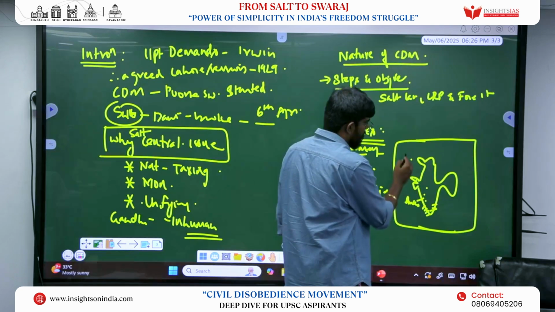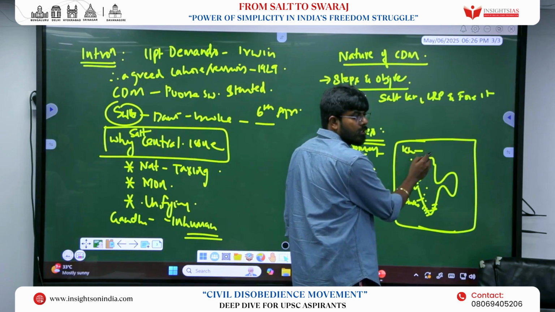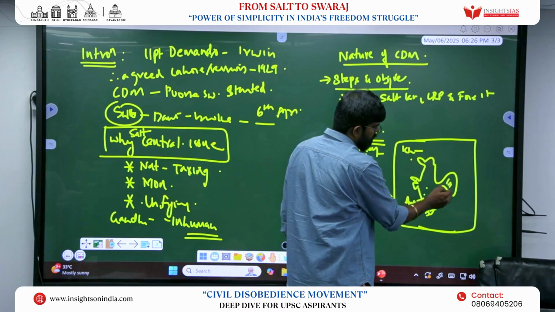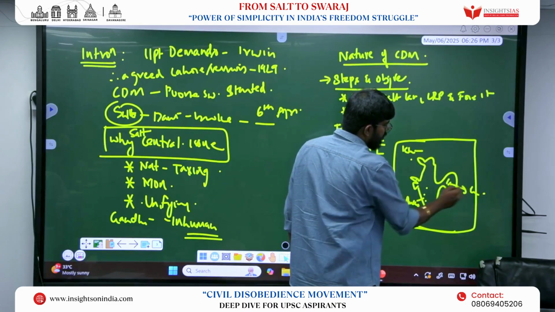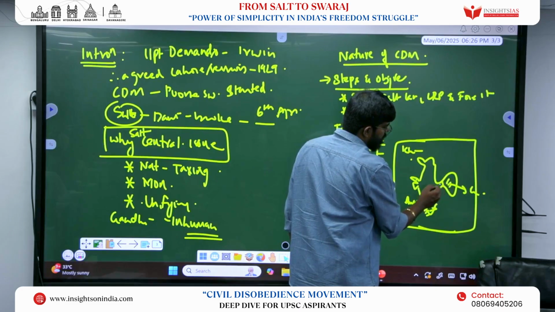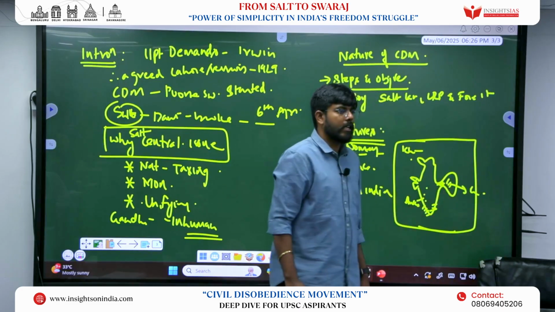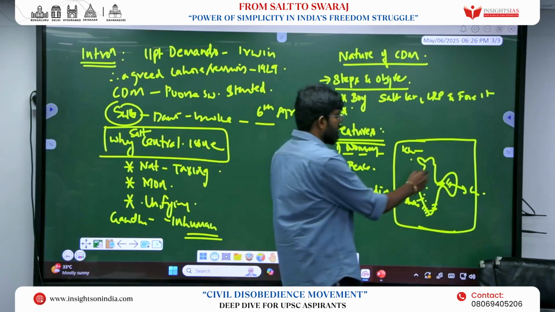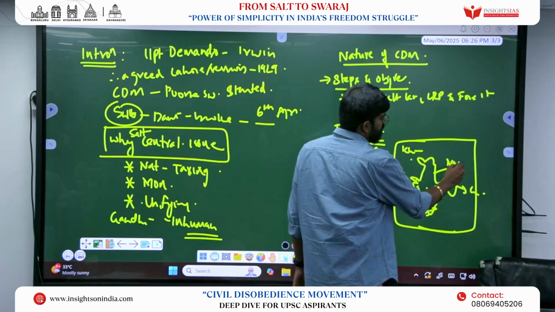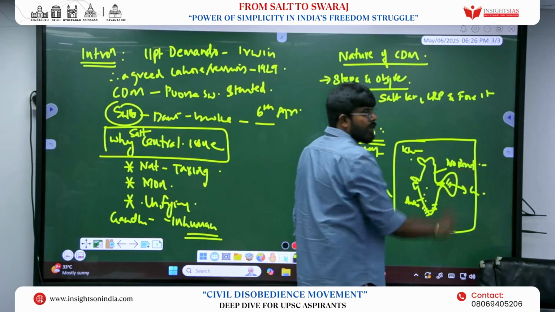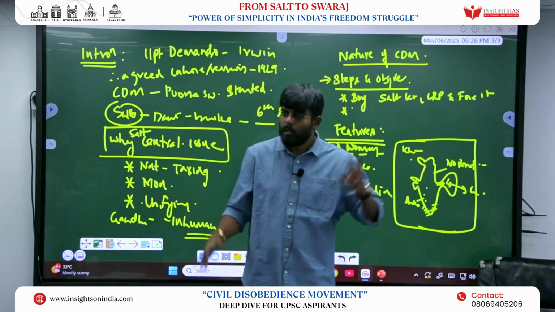Okay. NWFP, Khudai Khidmatgar, Khan Abdul Ghaffar Khan, Rani Gaidinliu. Okay. Assam, what happened? Anti-Cunningham circular campaign. UP, no rent, no revenue campaign. Anti-chowkidari campaign. So, write all these things.